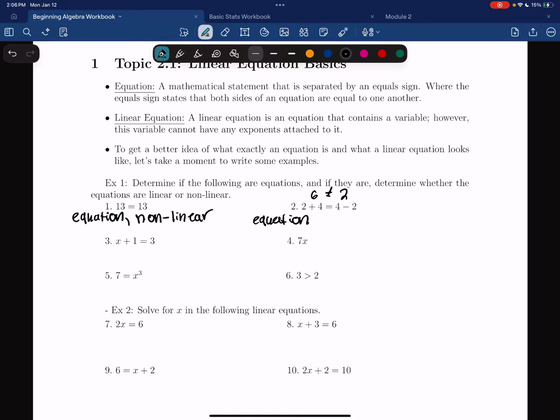So this is what is called a false equation. So this is an equation, but it's false. It's not a true equation. So you can say this is a false equation, in parentheses. And then we have to determine if this is linear or nonlinear. Well, looking at the equation, I can tell right away that this is nonlinear because there's no variable or letters in this equation. So we're going to say this is nonlinear.